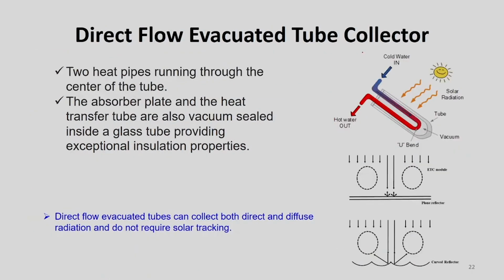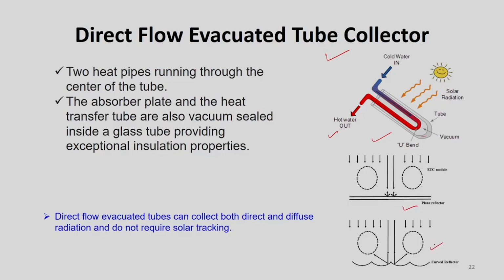And also direct flow evacuated tube collectors are in place. Here, two heat pipes running through the center of the tubes are used. As you can see here, solar radiation falls here. It is a cold fluid in and the hot fluid out is here, and then the evacuation is maintained, and it is a U tube. Of course, this energy absorption can be maximized by using these kinds of plane reflectors.